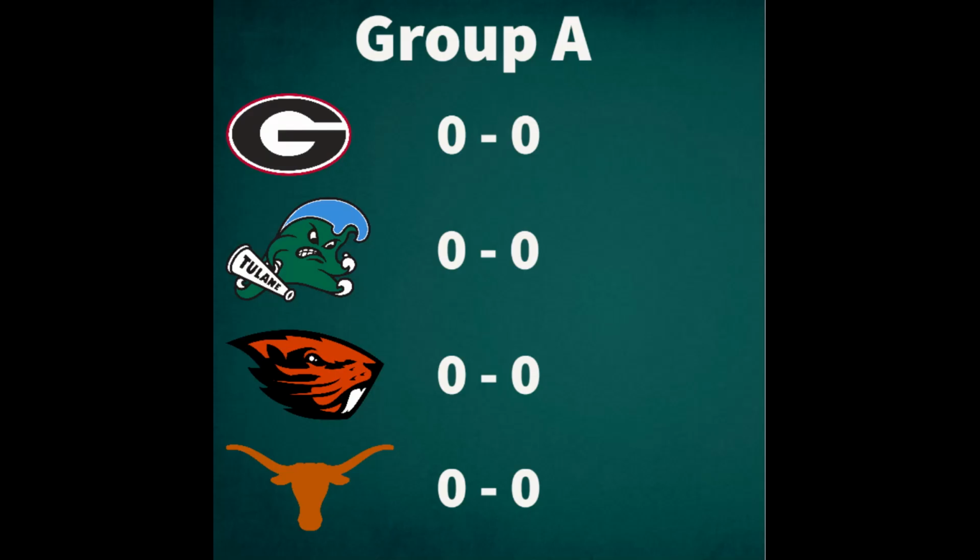So what we're going to do here is I'm going to go group by group, starting with Group A. As you can see here, there's Georgia, Tulane, Oregon State, and Texas. We're going to go through this entire group. Each team is going to play their 3 games, so we determine which 2 teams will be moving on. Then we'll go to Group B, Group C, so on and so forth, until we have the top 2 from each of the groups.